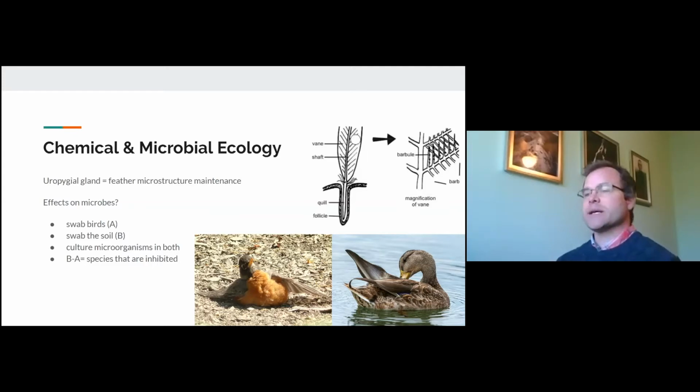The basic experimental setup was that we would catch birds and swab their feathers. We would swab the soil in the environment where we found those birds. We would culture microorganisms from both samples, and then B minus A should be the species that are inhibited. The basic idea is that we were hypothesizing that some bacteria would be good for bird feathers, or at least not hurt them, and there might be other bacteria that would be bad for their feathers. So we hypothesized that they would want to inhibit the growth of bacterial species that would be bad for their feathers.